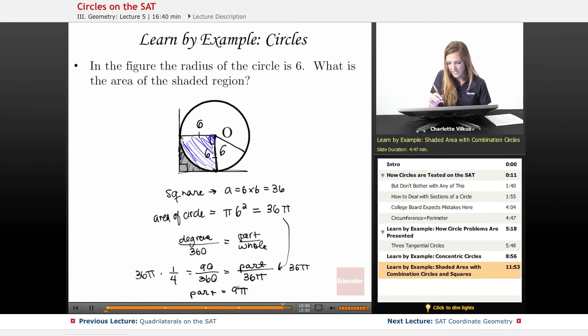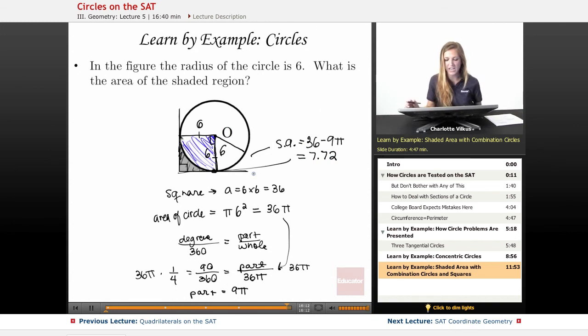And then for my shaded area, which I'm going to shorten as SA again, that's just going to be my square minus my quarter circle, 9 pi. If I do that in my calculator, I'm going to get something like 7.72. So now I have that shaded area.